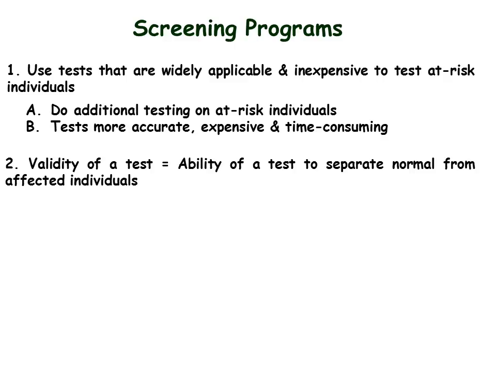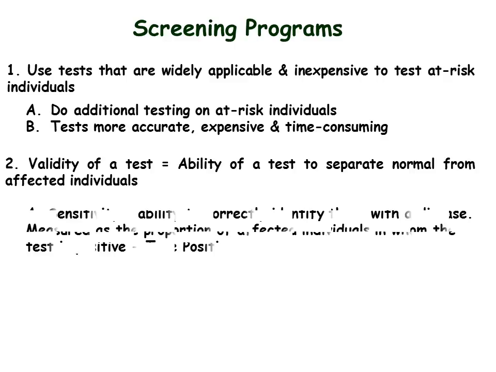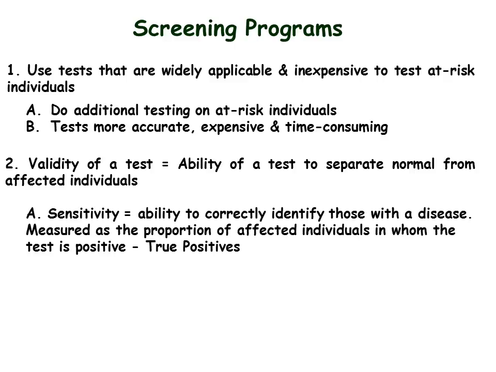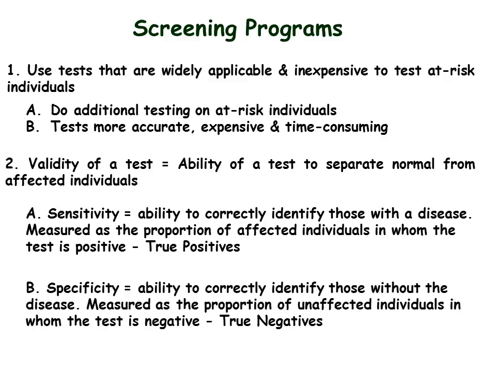Now, again, we have to talk about something your textbook doesn't mention much, but getting the right test is very important. These tests have to be valid. In other words, they've got to separate normal from affected individuals. And in order to be valid, they have to be sensitive. Are they correctly identifying those with the disease? This is measured as the proportion of affected individuals in whom the test is positive. True positives. So that's sensitivity.